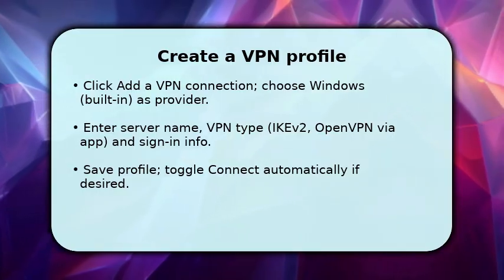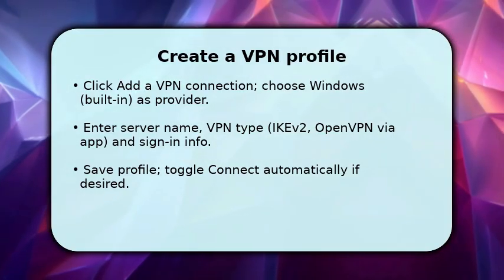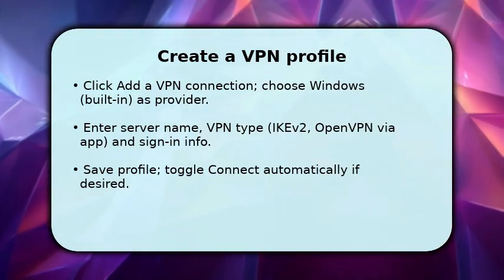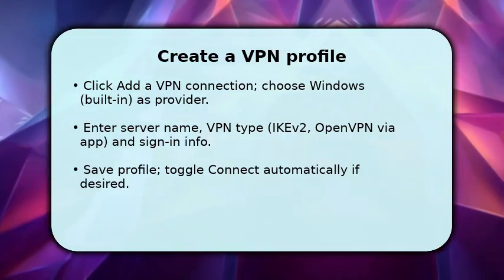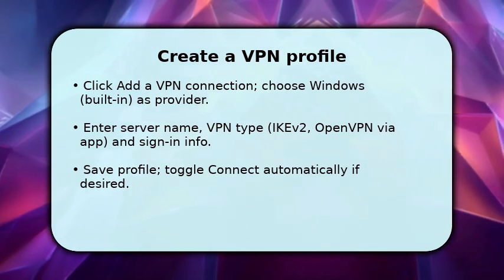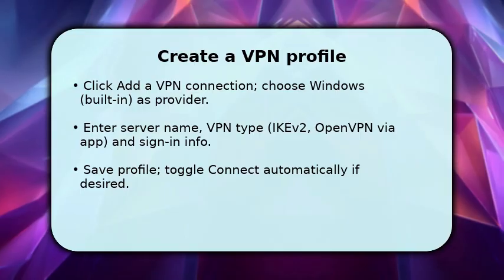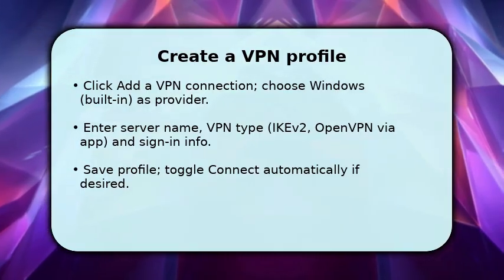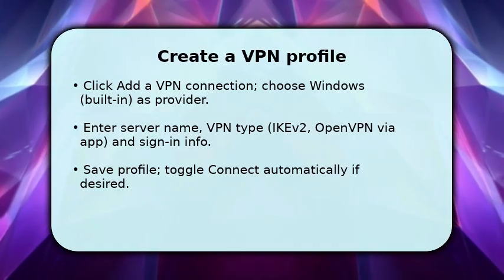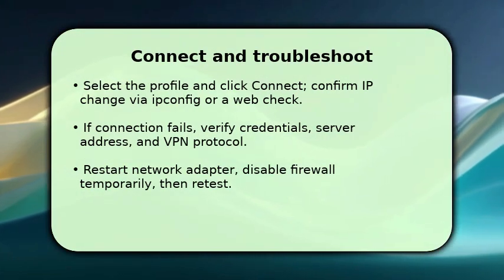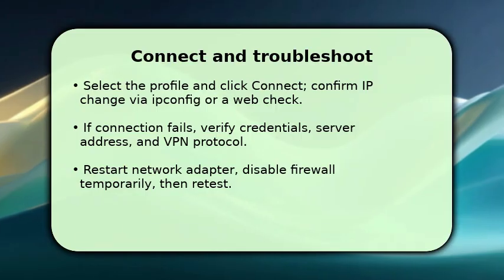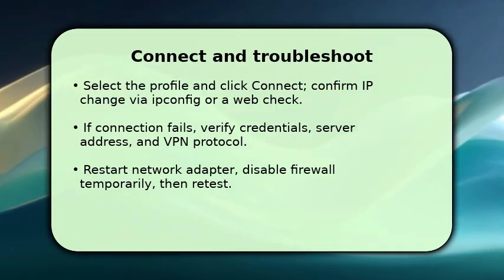Once done, save the profile and enable Connect automatically if you want a persistent route. Make sure to test the credentials now, because incorrect types or credentials are the most common causes of failed connections. You select the newly created profile and click Connect. Once connected, verify by checking your IP with ipconfig or an external site to confirm traffic routes through the VPN.